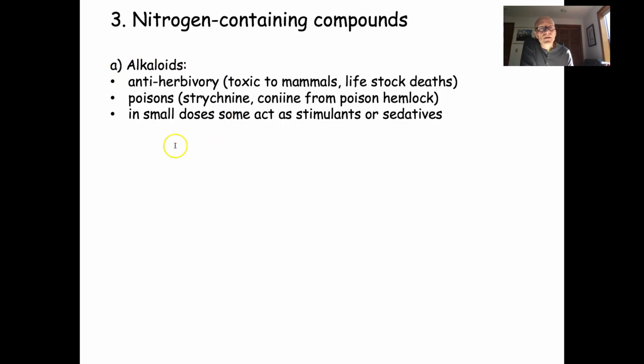Okay, so alkaloids. The group of alkaloids contains anti-herbivory compounds found in plants. They're toxic to mammals, and sometimes they are toxic to livestock. So there are plants that farmers want to make sure do not grow in their fields because they can be toxic to livestock. There are many notorious poisons in this group.